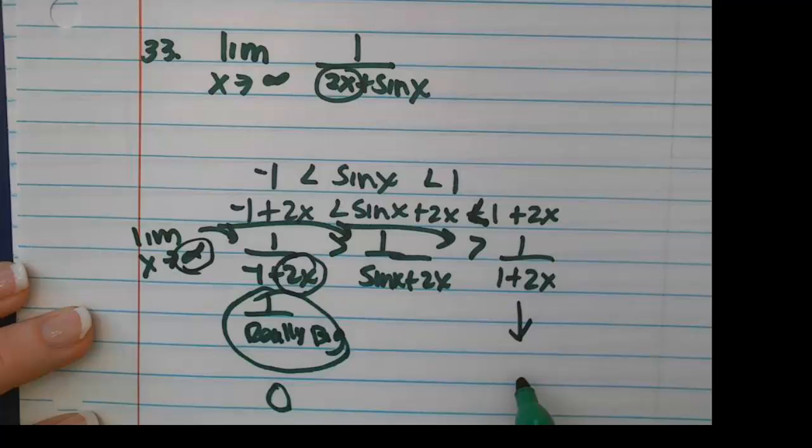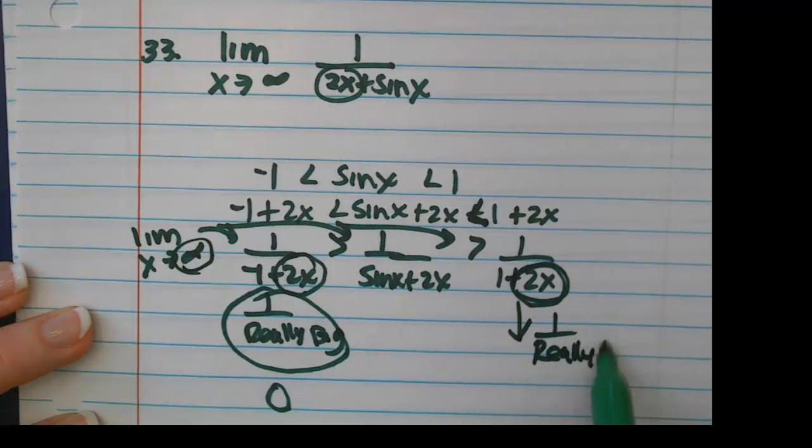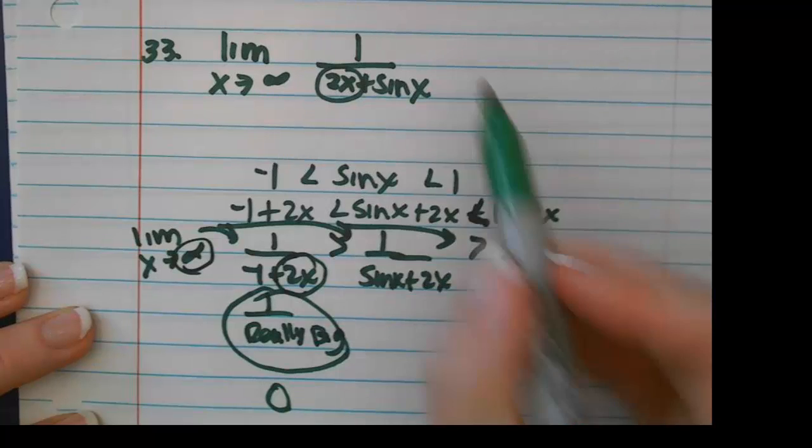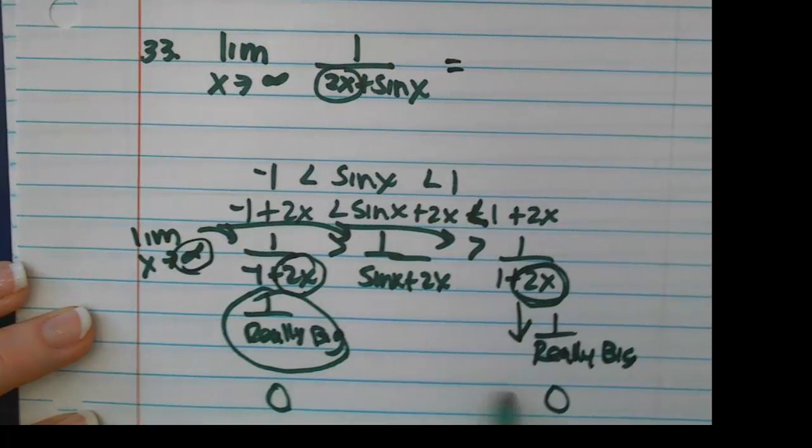It is the exact same conversation for 1 over 1 plus 2x. If I am taking a really, really big number times 2, and then I add 1 to it, it's 1 over some really big number, so it is approaching 0. Therefore, the limit is sandwiched or squeezed in between those two, so it's also 0.